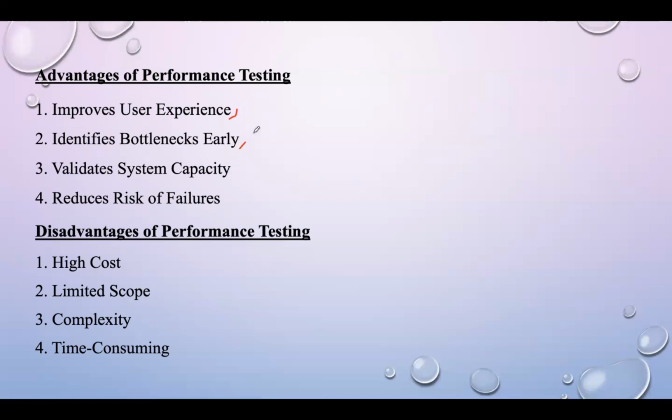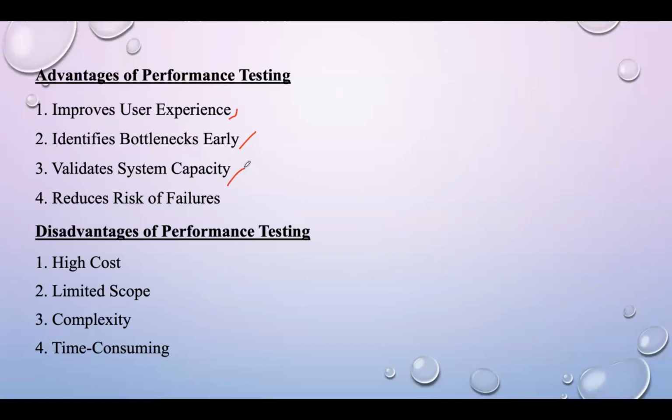Next is identifying bottlenecks early. It helps in identifying performance bottlenecks and issues early in the development process. Thus, it allows for timely resolution. If you find any issues early in the development stage, then you can remove the issues more easily, so that we can save a lot of time as well as money.